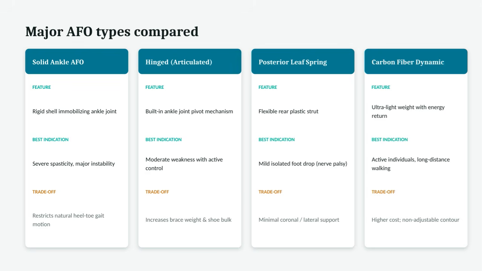Then we have the posterior leaf spring AFO, characterized by a flexible rear plastic strut. It's typically used for mild isolated foot drop, such as from nerve palsy, but it offers minimal support in the coronal or lateral planes, which is a limitation to consider.